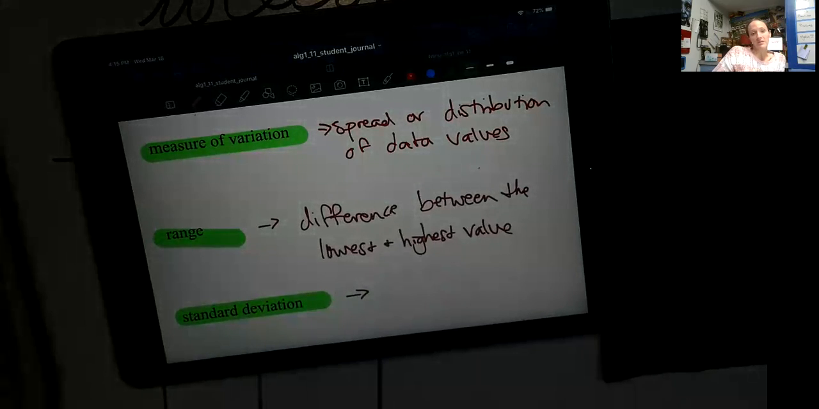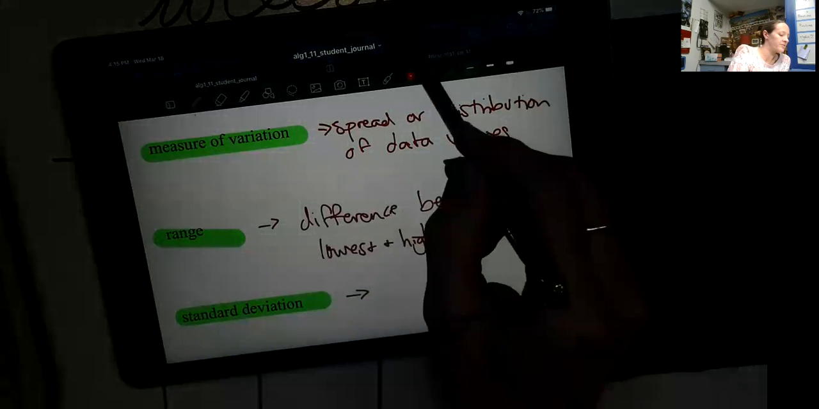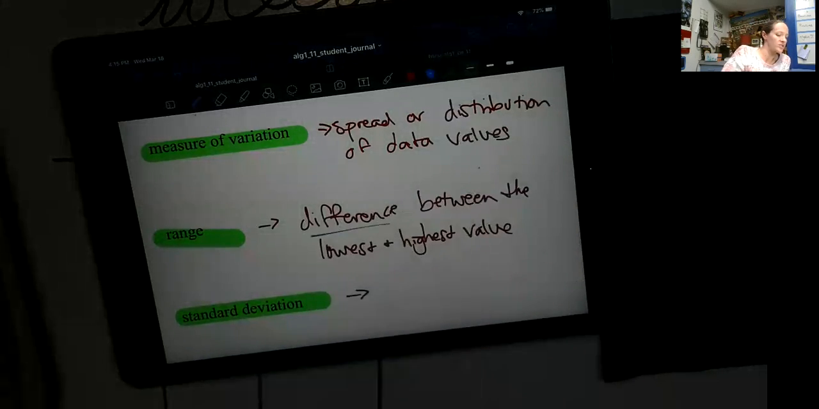You say, how spread out is it? You're like, oh, no big deal. What's the lowest you go? What's the highest you go? And subtract the two. Literally, remember, in math, difference literally just means subtraction. So the difference between the lowest and highest value. What's the lowest it goes? What's the highest it goes?